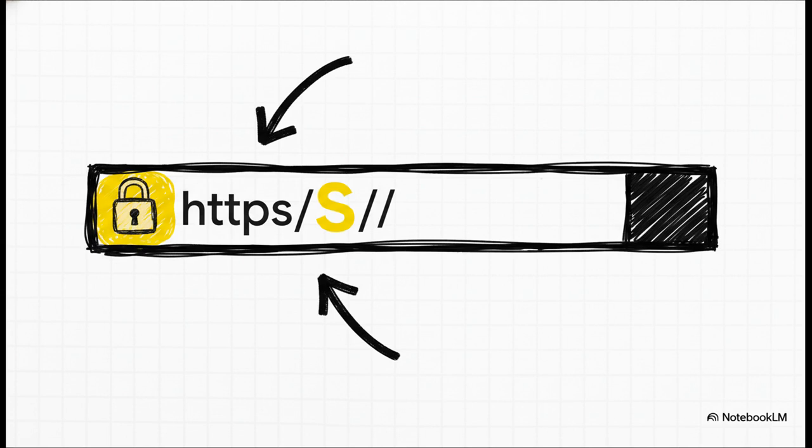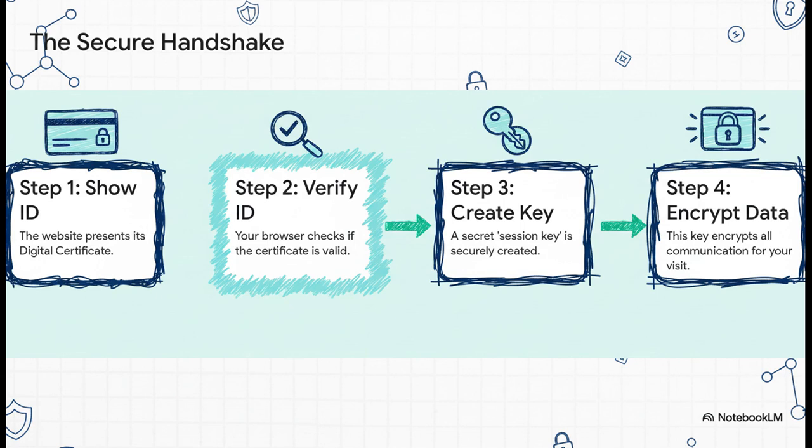Your connection is encrypted. Now, all of this happens in the blink of an eye, but it's kind of like a secret agent handshake. Your browser says hello, and the website flashes its ID, which is called a digital certificate. Your browser then acts like a bouncer, checking to make sure that ID is legit. Once it's confirmed, they create a brand new one-time use secret key just for that session. And from that moment on, every single thing you do on that site is locked down tight.